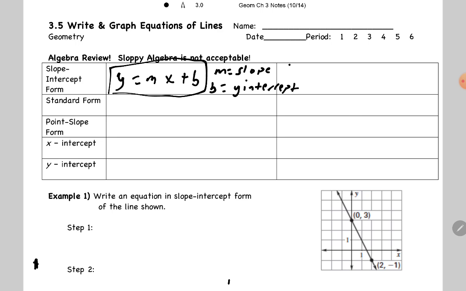Okay, and then when we graph these, to graph, we plot the y-intercept, which is (0, b). Remember, the y-intercept is where it crosses the y-axis. And then use slope to find more points.